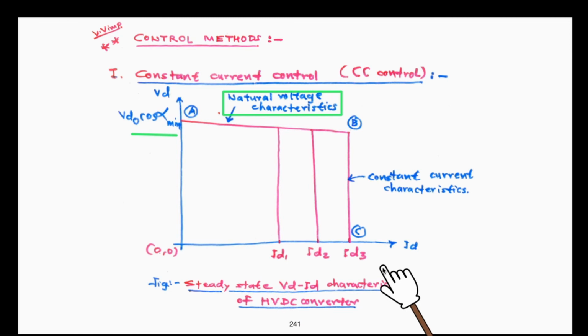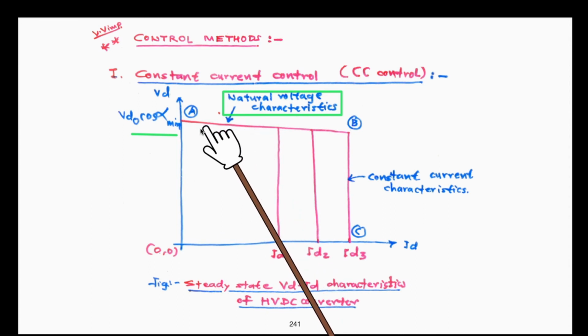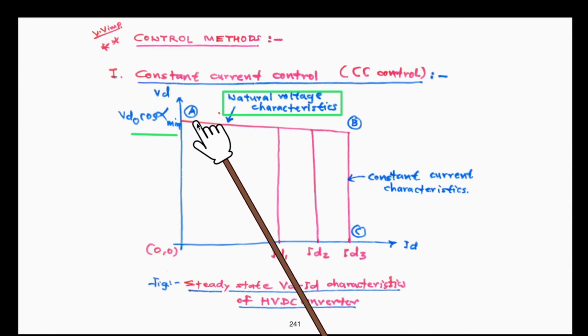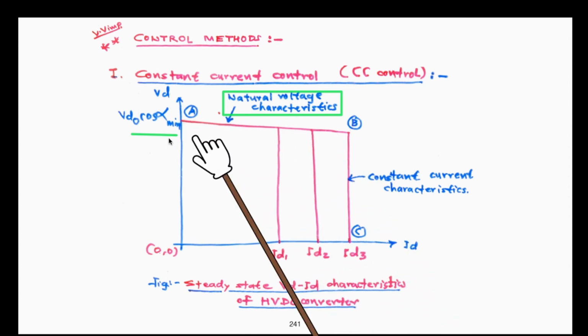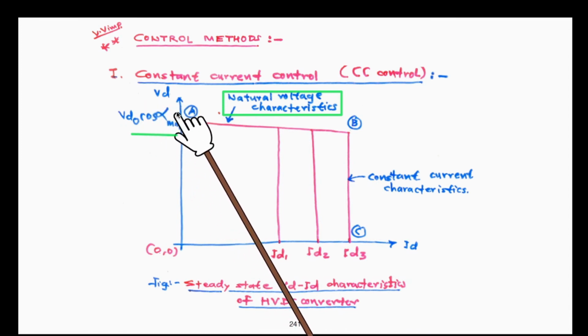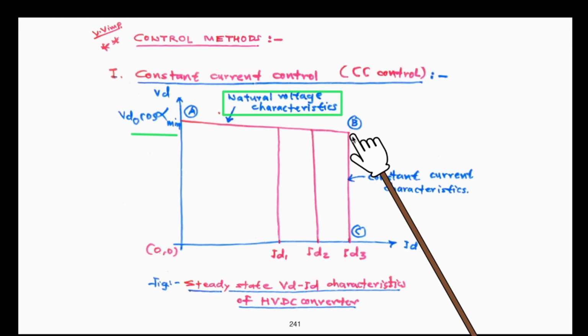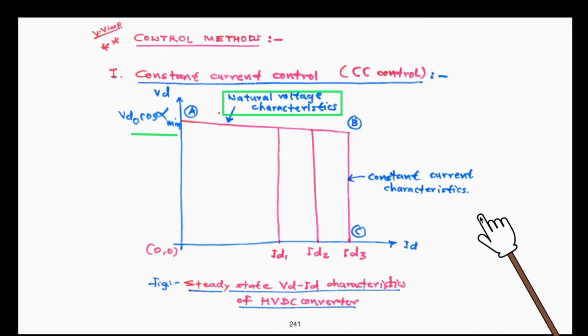Then as the load current increases at the inverter side, so as DC current increases, there will be a small voltage drop. So this is the natural voltage characteristic: no change in the firing angle, only voltage drop.